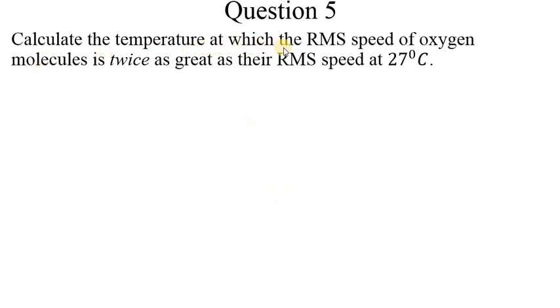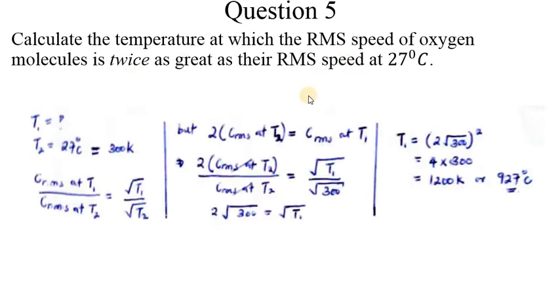Question 5. Calculate the temperature at which the RMS speed of oxygen molecules is twice as great as the RMS speed at 27 degrees Celsius. So there's some ratio aspect here when we are bringing in the RMS speed of oxygen. Let's look at it. We are talking about calculating that temperature, so we want T1. Let's say T2 is at this temperature here. T2 as 27 degrees Celsius is approximately 300 Kelvin, because we add 273 here, and it gives you 300 Kelvin.